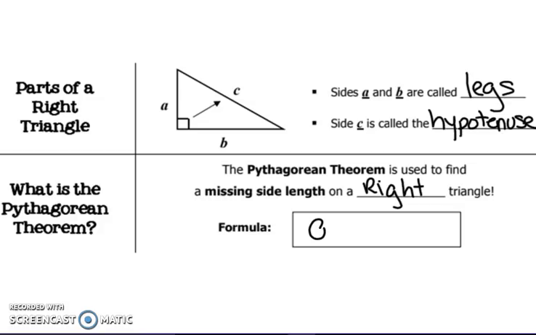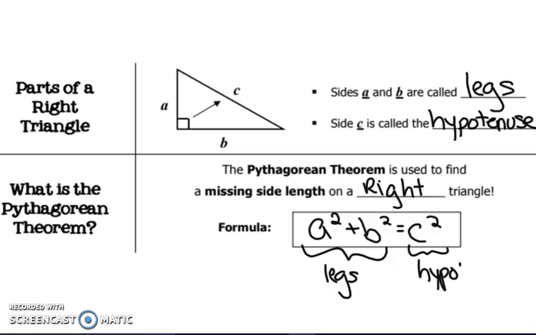Now, your formula, you've seen it in algebra because we've had to manipulate it: a squared plus b squared equals c squared. It's important to keep in mind that a and b are your legs, and c is always going to be your hypotenuse. This is important because if you change it up, it's going to change your whole answer to the problem.